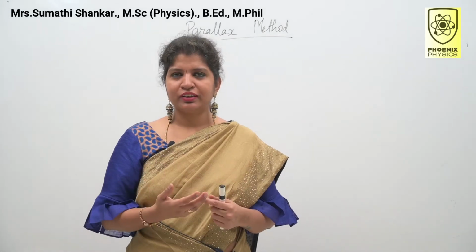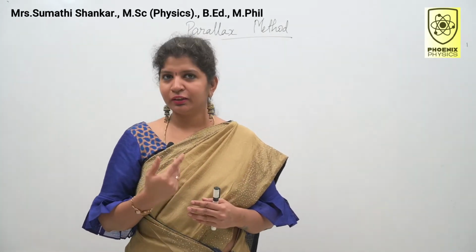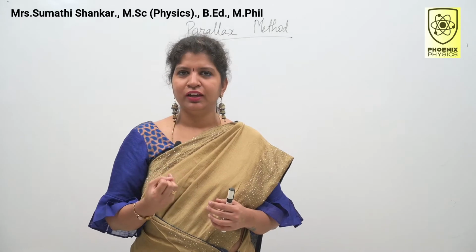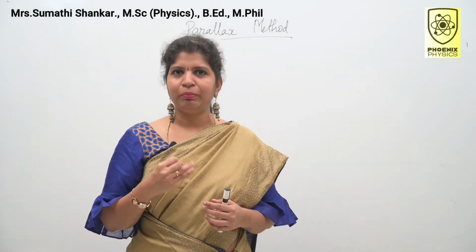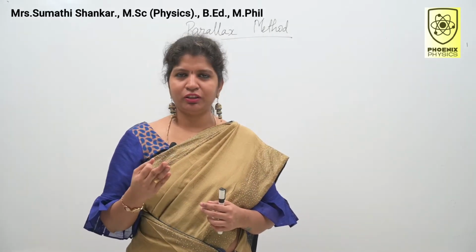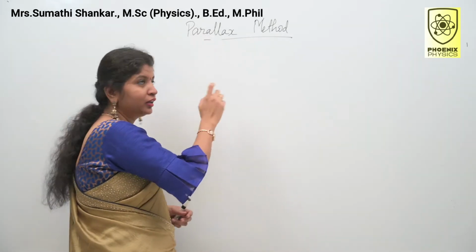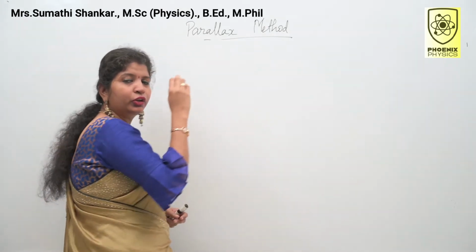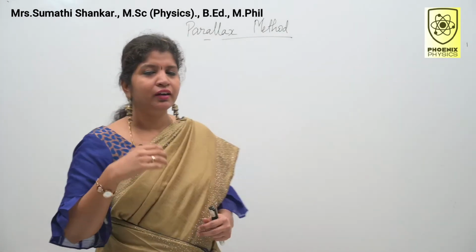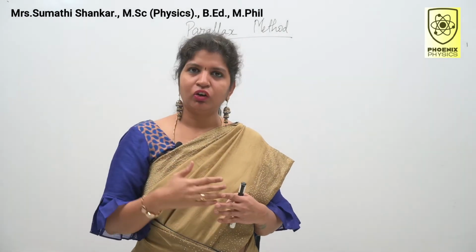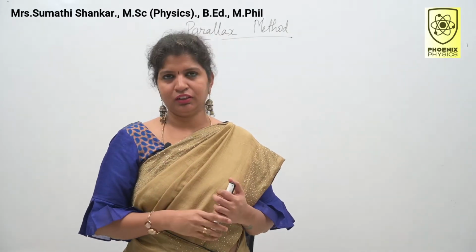In our previous class we discussed the indirect method. There are three types: triangulation method, parallax method and radar method. Today we are going to learn the parallax method. This method is used to measure the distance of a planet or star from our Earth.